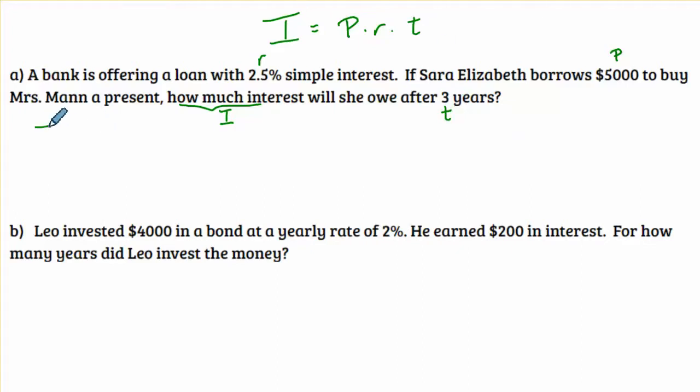So if we're doing I equals P times R times T, we are looking for the interest. So that's our I. In place of the P, we'll put 5,000. In place of the R, we'll put, well, it's 2.5%, which means we need to bump it twice. Remember, there are hundredths in percent. That's two places after the decimal. So this would be 0.025. And then the time, of course, is 3.